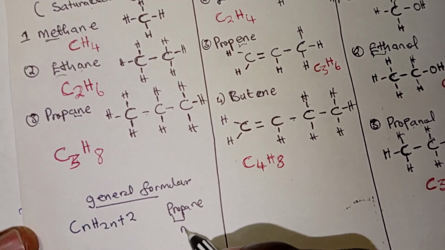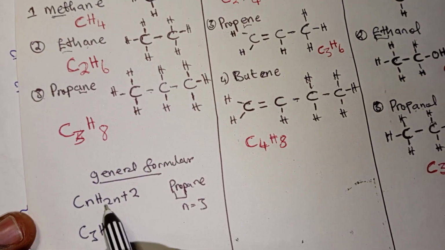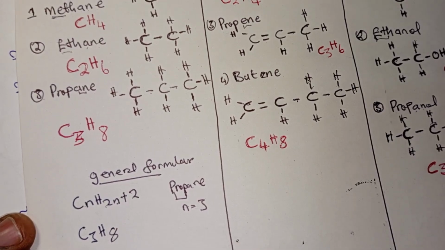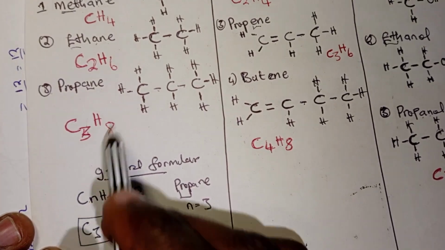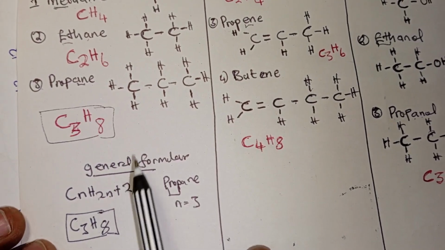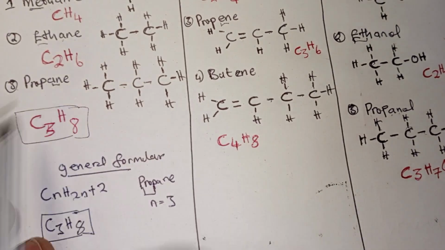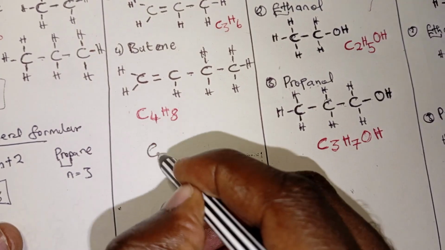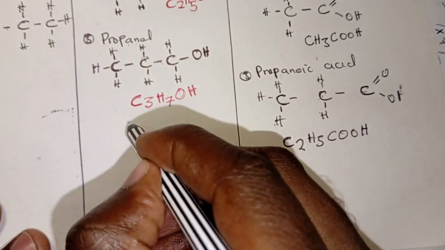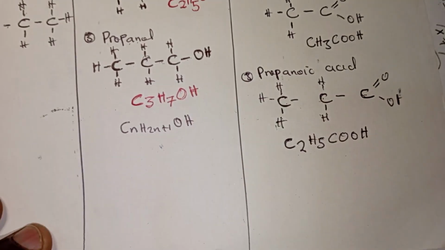Prop means n is equal to 3, the carbon atoms. So you put 3 here: C3H, 2 by 3 is 6, plus 2 is 8. So this is what we've got for propane, which is the same thing we had here on the structure. So you can use the general formula, or the structure can give you the formula. The structure actually gives you everything, and you can get the structure just from the name. Here the general formula is CnH2n. Here the general formula is CnH2n plus 1 OH.